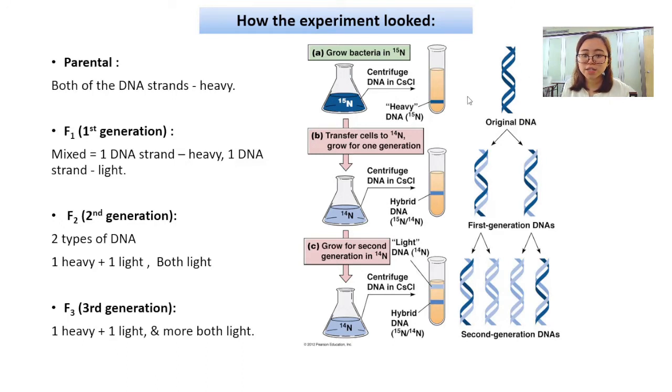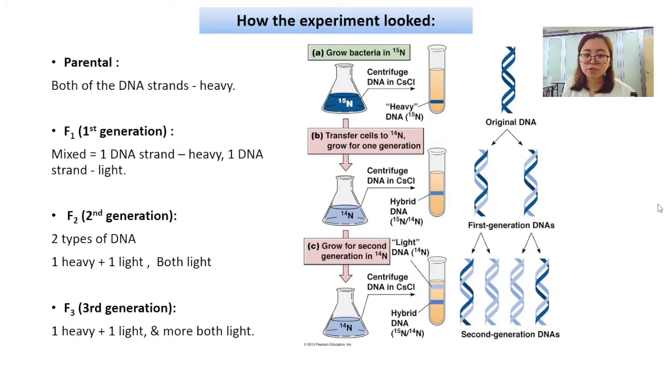Okay, so the original DNA consists of only 15N. So bila diorang analysis, they put in the centrifuge, it's going to be here in the test tube. So the parental strands will be heavy because they are all 15N. The first generation, it will produce this kind of DNA. So half of it will be 15N, the other half is 14N. So it is called the hybrid DNA. The position on the test tube will be in the middle here.